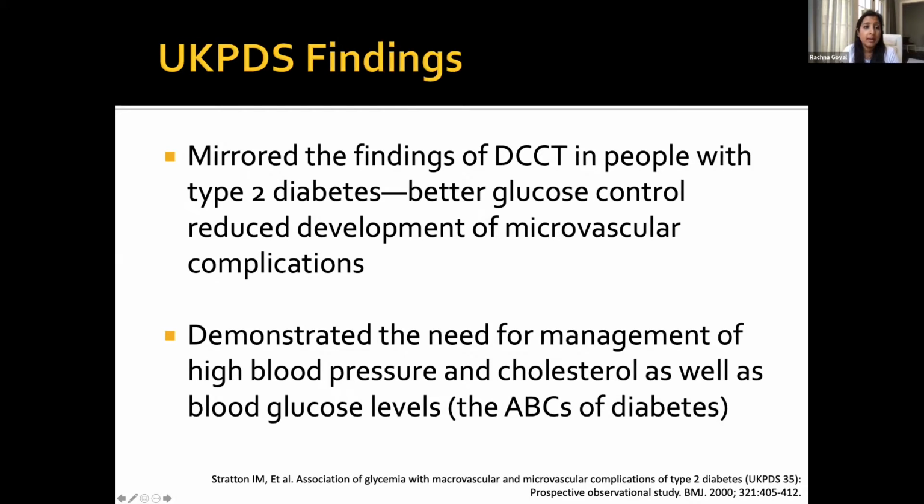So not a huge difference, but enough that we were still able to see differences further down the line. So like the DCCT study, the UKPDS study actually mirrored the findings in people with type 2 diabetes. So they had better glucose control, decreased the risk of microvascular complications, as you would expect. What this study also showed us was that there is a need to manage these patients' blood pressure and cholesterol in addition to the glucose. So we call that the ABCs of diabetes.